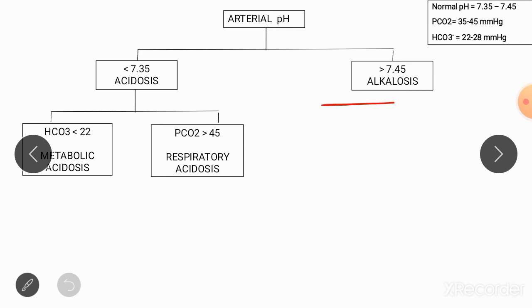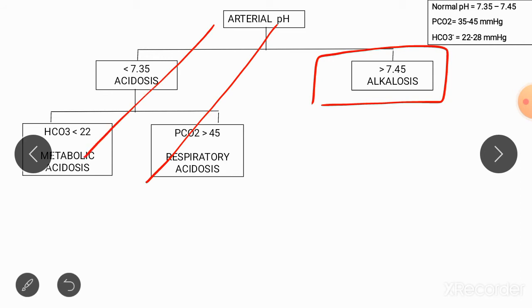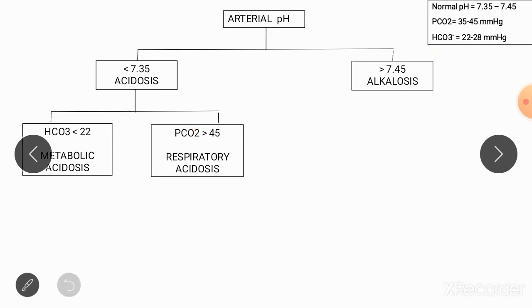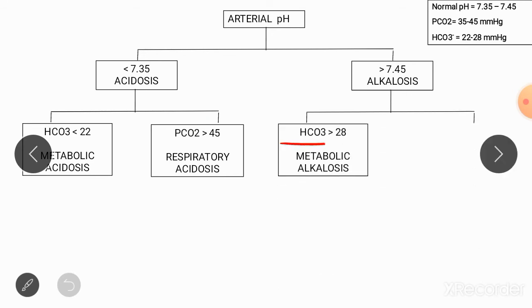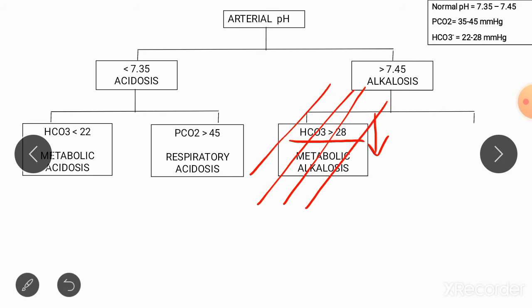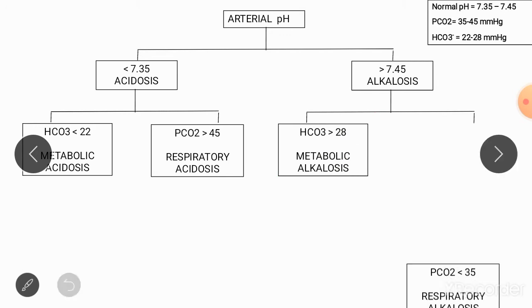So once you have determined that the patient is suffering from alkalosis, forget all about acidosis and immediately go for the values that are given to you next after the pH. First, if you look at the bicarbs, if the bicarbs are increased, you will immediately understand this person is suffering from metabolic alkalosis. But if the bicarbs are either normal or slightly decreased, rule out metabolic alkalosis immediately. And when you rule out metabolic alkalosis, the only option that is left behind is respiratory alkalosis.